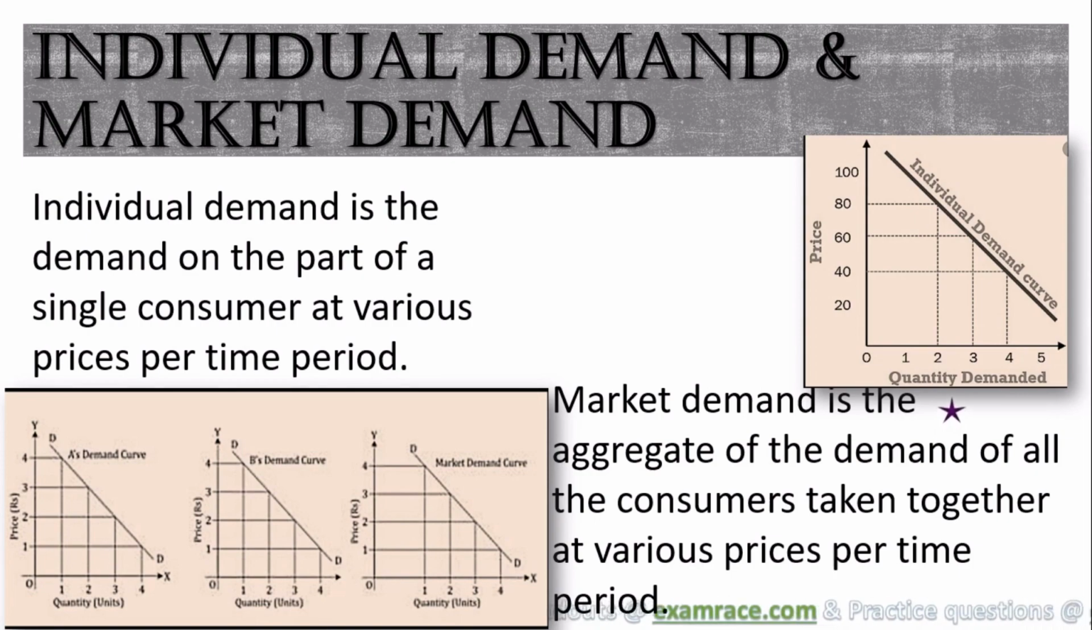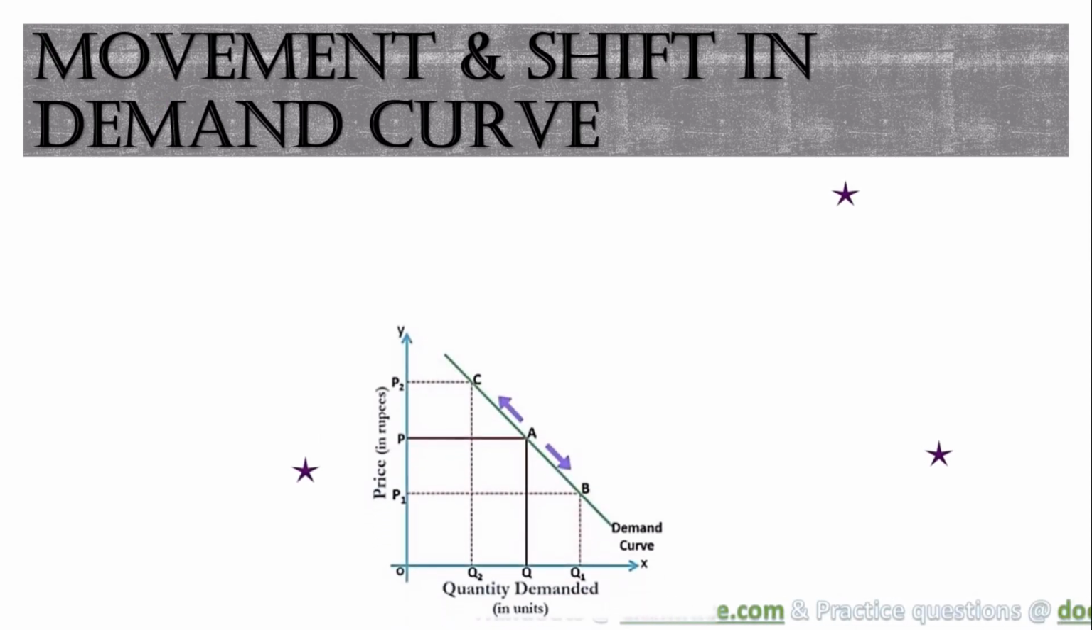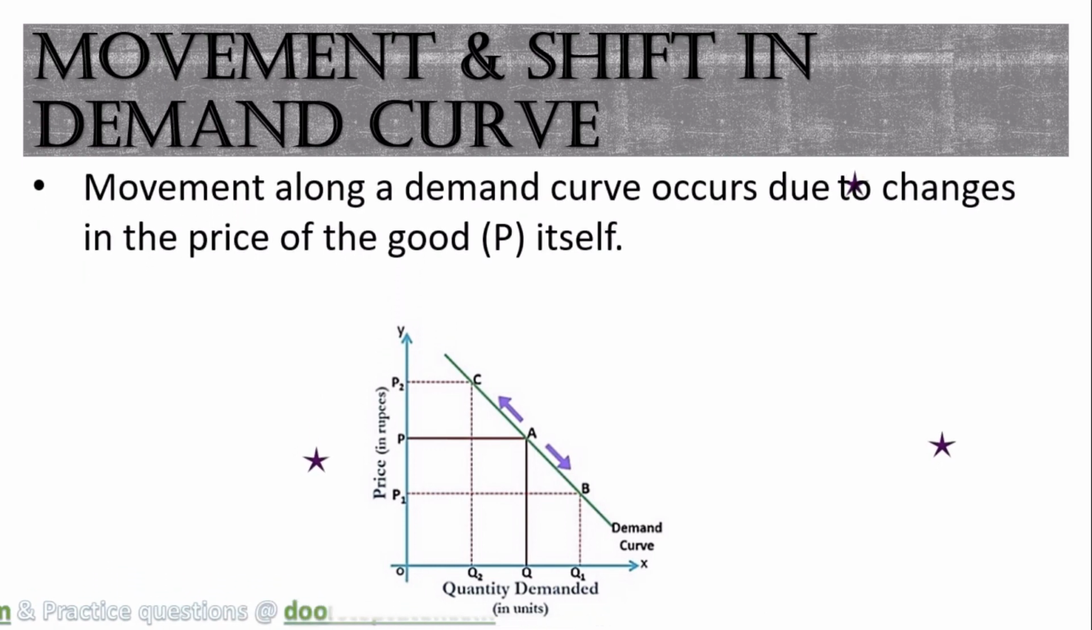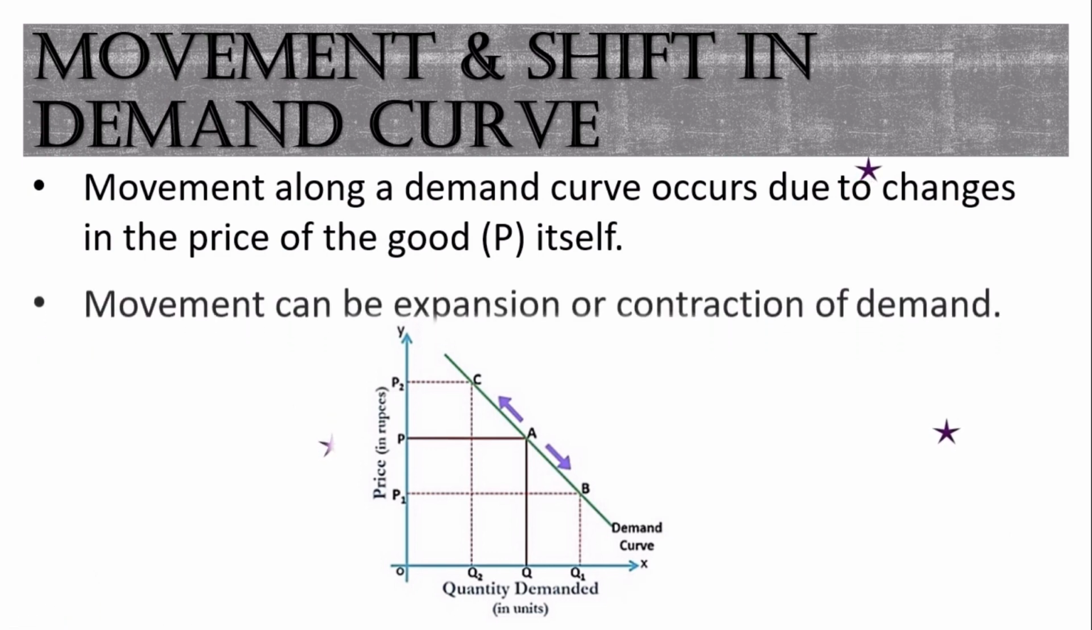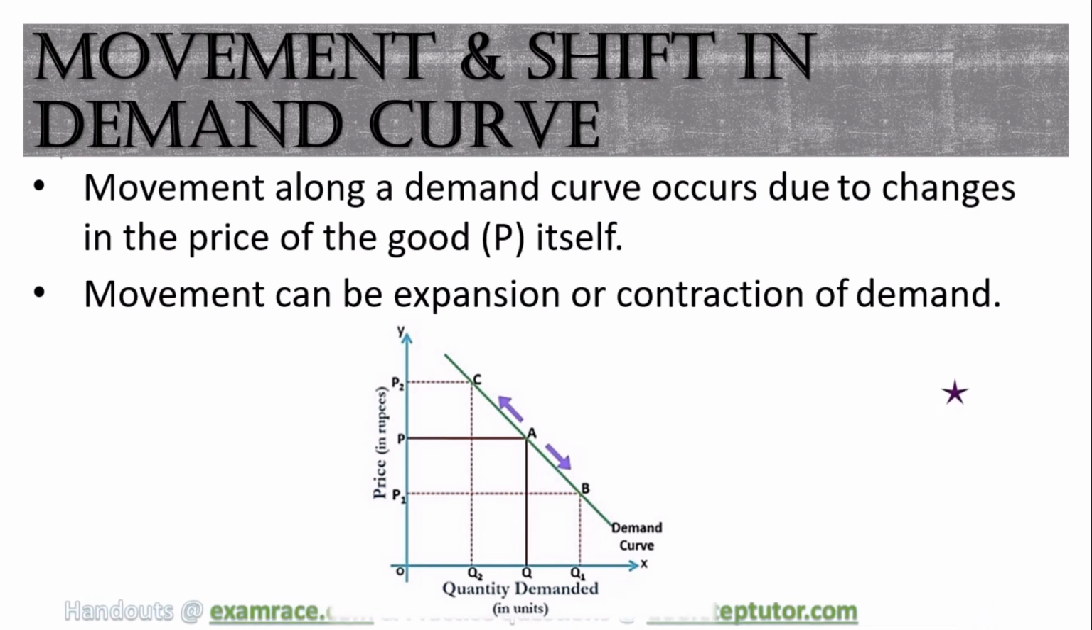Moving on to another part, which is movement and shift in demand curve. Firstly, we'll talk about movement of demand curve. It is also known as expansion or contraction of demand curve. A movement along the demand curve is caused by a change in the price of the good, other things remaining constant. It is also called change in the quantity demanded of the commodity, whereby extension of demand refers to the rise in demand due to fall in price of the good, and contraction of demand refers to the fall in demand due to rise in the price of the good.